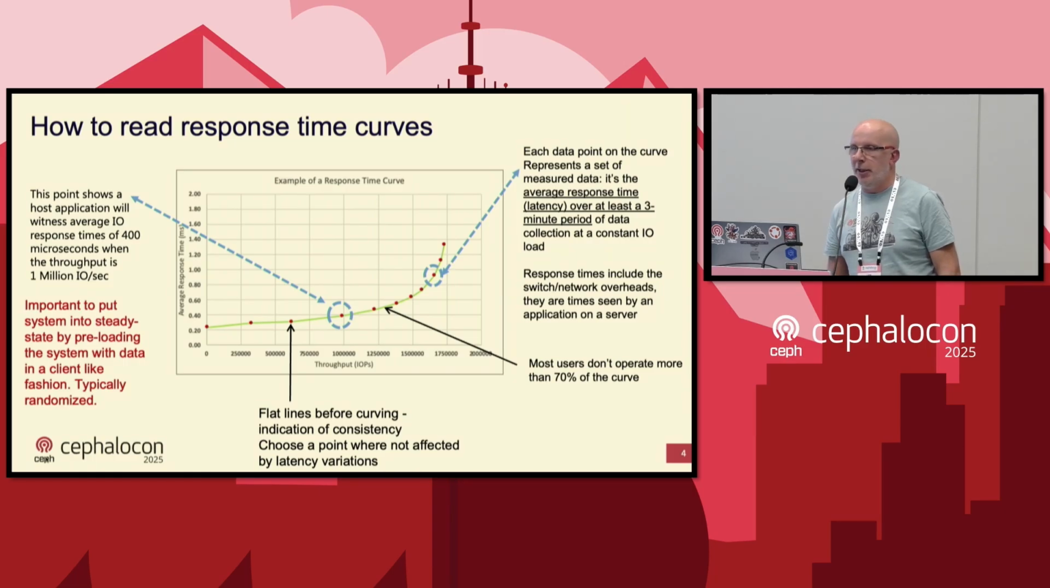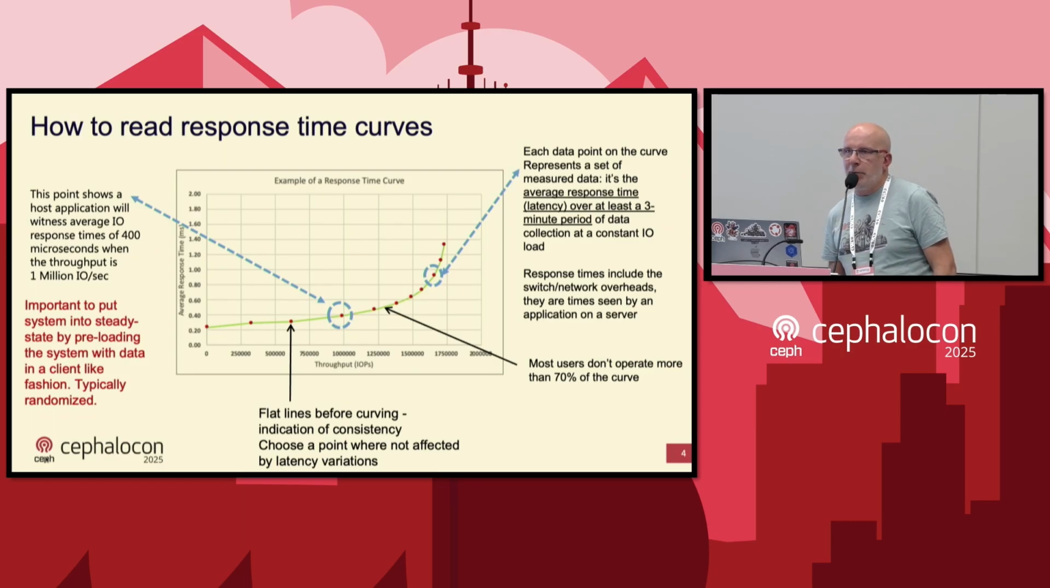Essentially, you start off in the bottom left-hand corner. There's actually two ways you can draw these graphs. You can draw it backwards or you can draw it forwards. But essentially, it's plotting throughput against latency. So you start off in the bottom left-hand corner with a very low queue depth, and then you plot what the latency is from that particular point. And then you gradually increase the queue depth and then plot the next point of the curve.